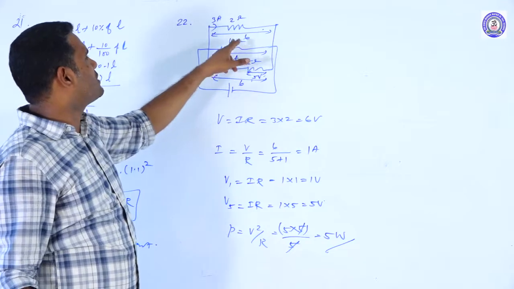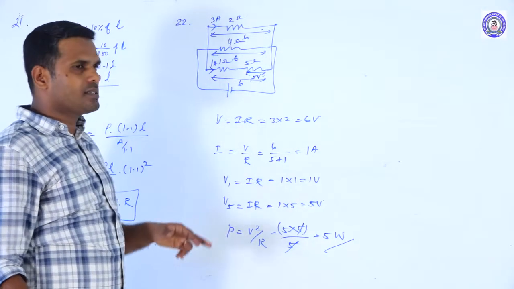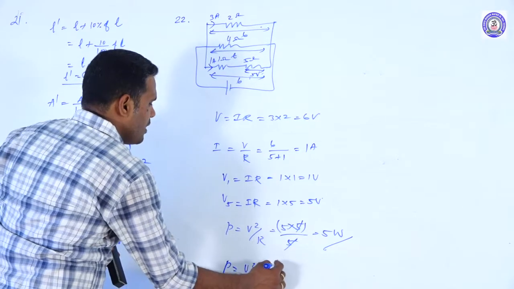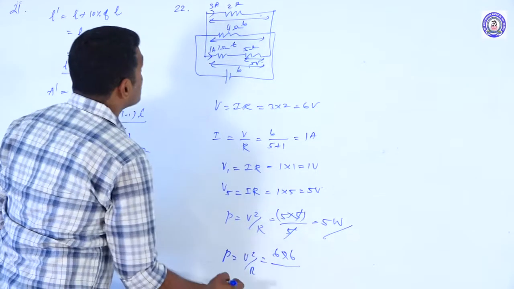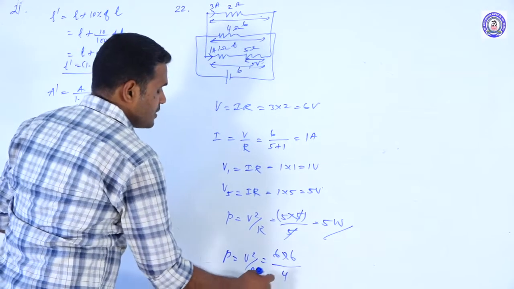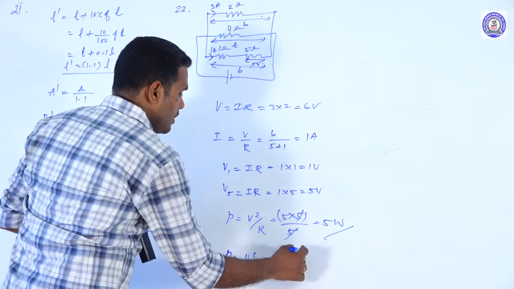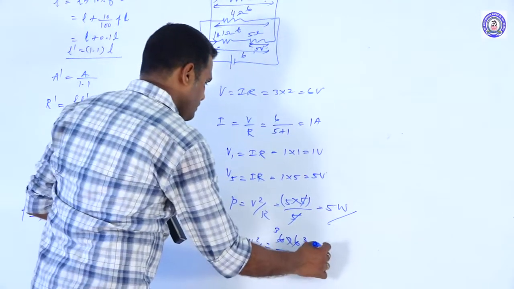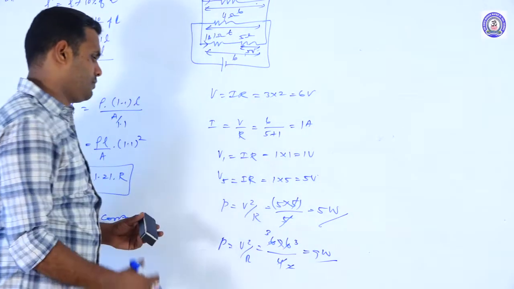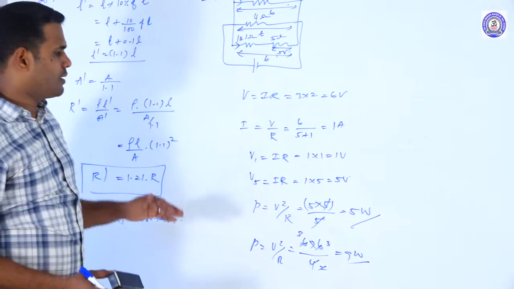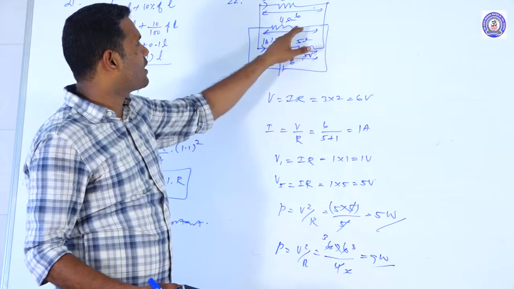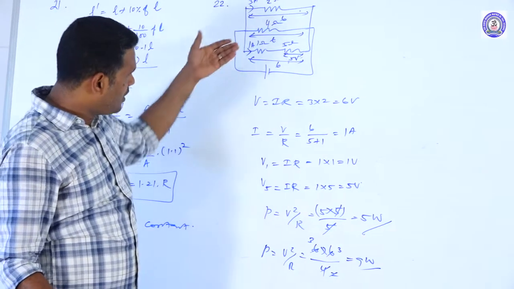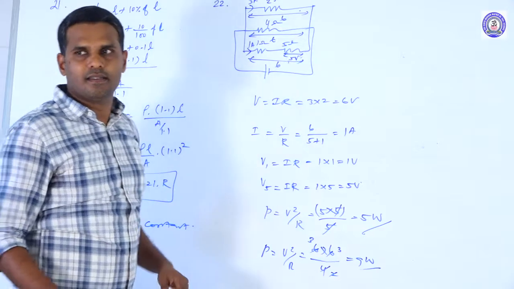And what will be the power dissipated across the 4 ohm resistor? We can simply calculate. P equals V square divided by R. Potential is 6, so 6 into 6 divided by resistance, which is 4 ohm. So this is 3, this is 2, and this one is 3. 9 watt. It is the power dissipated across the 4 ohm resistance. So if potential is known, we can easily calculate the power dissipated across any resistor.